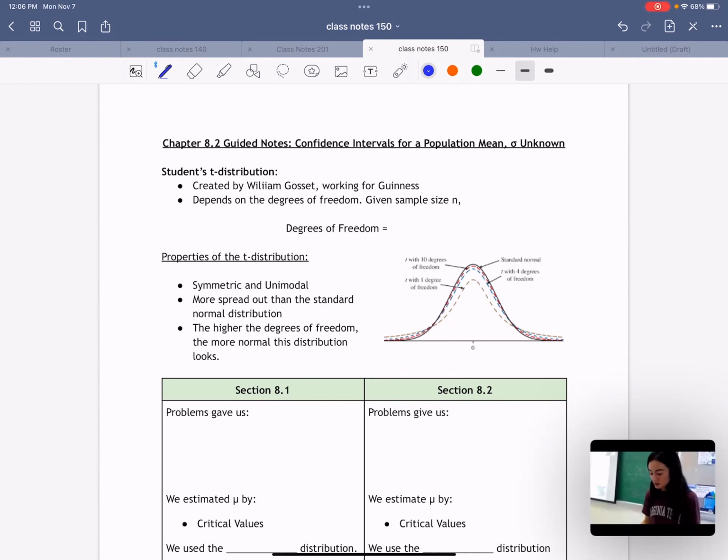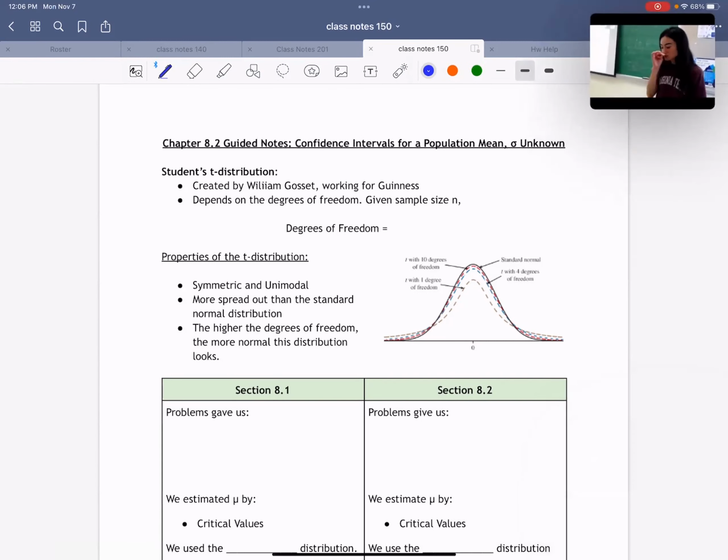All right, so in this section, we're still dealing with confidence intervals. It's called confidence intervals, right? And we're trying to answer a very different type of question than what we did before.